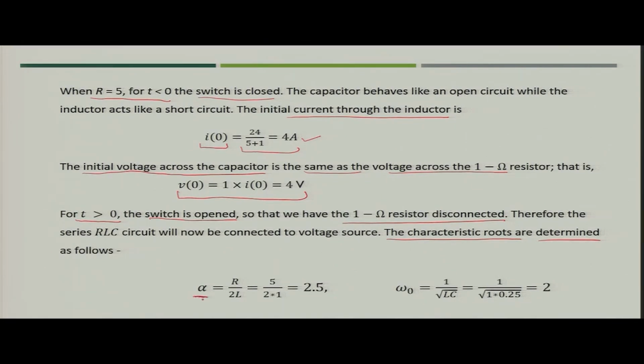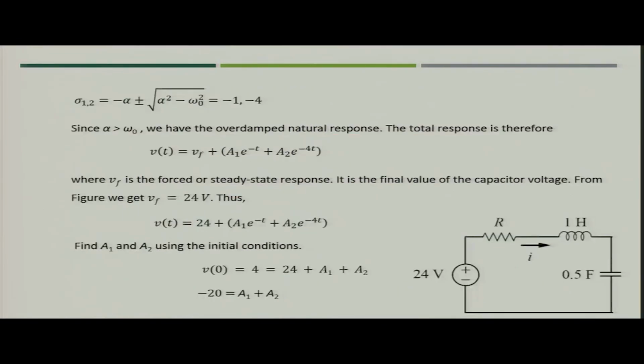So, let us find out the value of alpha. Alpha is nothing but R by 2L and we get the value of alpha as 2.5. Omega naught is nothing but 1 by root LC and the value of omega naught is 2. Now, you see that alpha is greater than omega naught, it means that we have the overdamped condition.